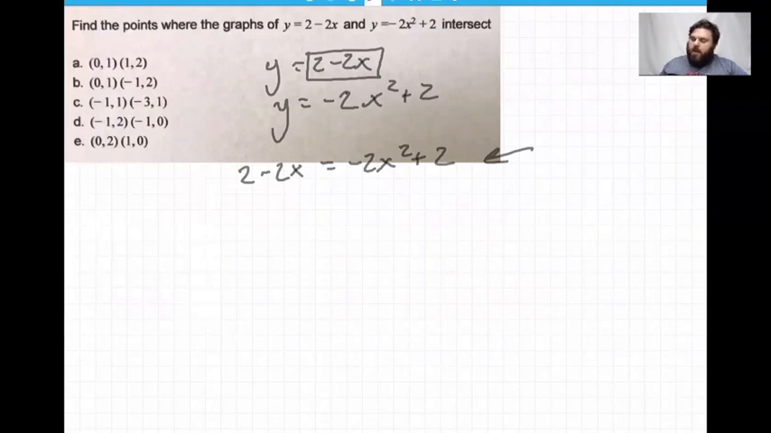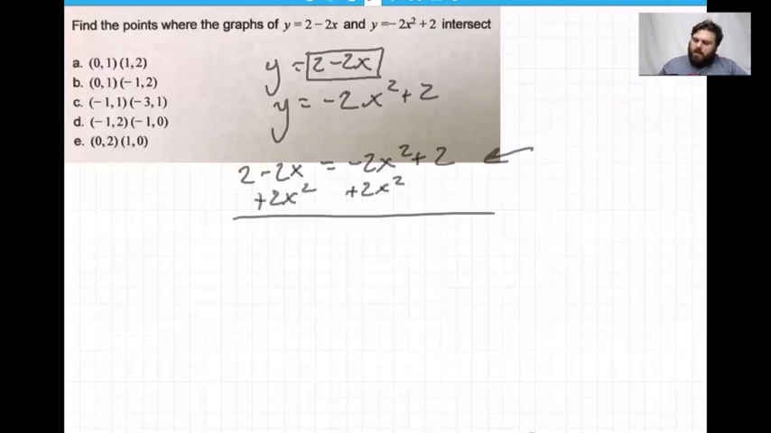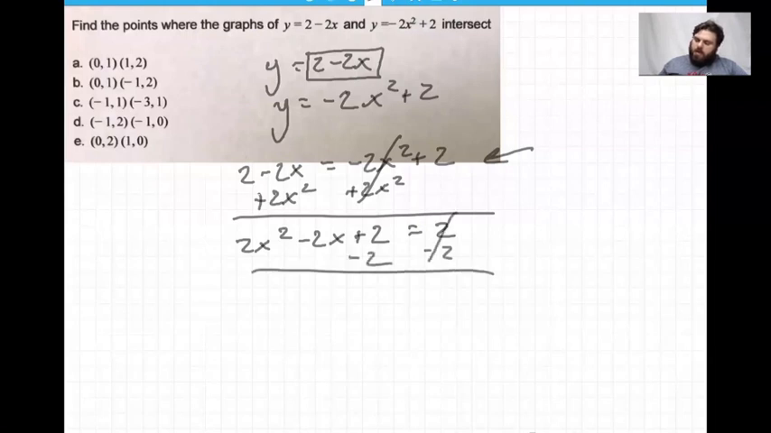This is going to be a quadratic. So what I'm going to have to do is get everything on one side. If I add 2x squared on both sides, I'm going to get 2x squared minus 2x plus 2 is equal to 2. And then I subtract 2 to get it over here. What that does is gives me 2x squared minus 2x equals 0.